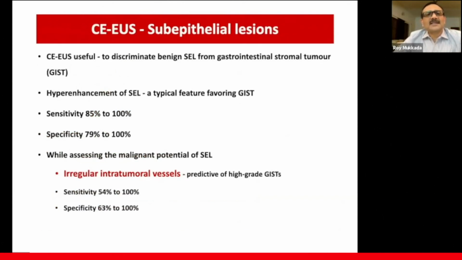Now coming to subepithelial lesions, CE-EUS is useful to discriminate benign SEL from GIST. The GIST will hyperenhance, which is a typical feature of GIST. The sensitivity is 85% to 100%, specificity 79% to 100%. While assessing the malignant potential of SEL, irregular intratumoral vessels are predictive of high-grade GIST also. Here the sensitivity varies from 54% to 100% and specificity 63% to 100%.